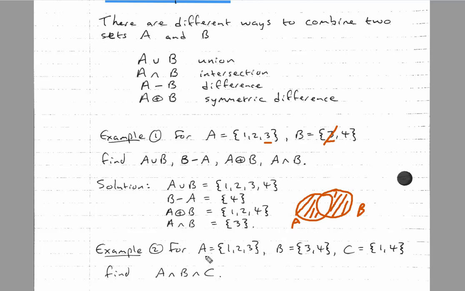Okay, how about if we have the intersection of 3 sets? So A intersection B intersection C.